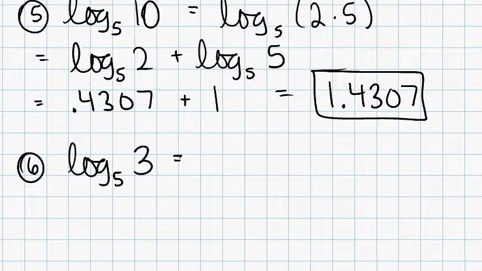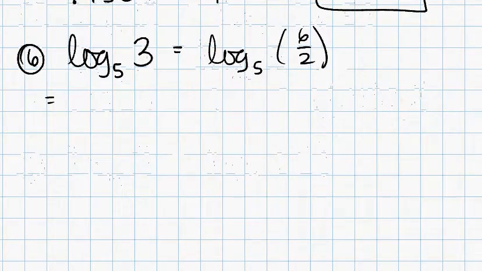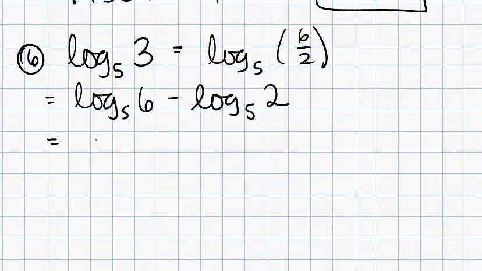Welcome back. So 5 and 2 don't help you here, but 6 and 2 do. 3 is the quotient of 6 divided by 2. Again, it's currently in parentheses. And we will take our division problem and change it into a subtraction problem. So we have log base 5 of 6 minus log base 5 of 2.